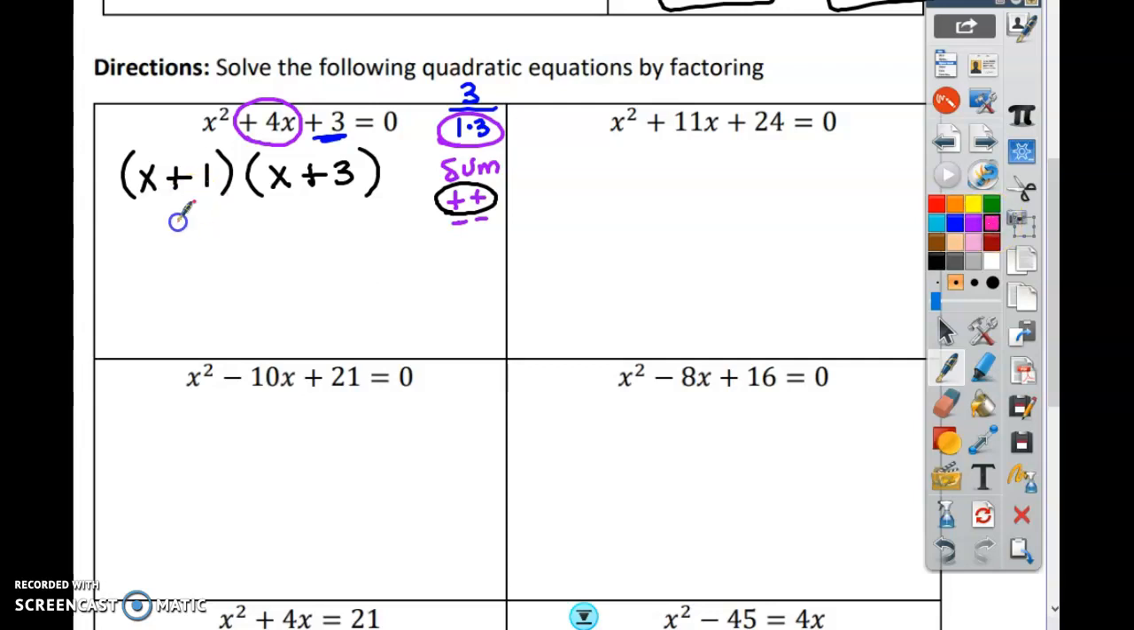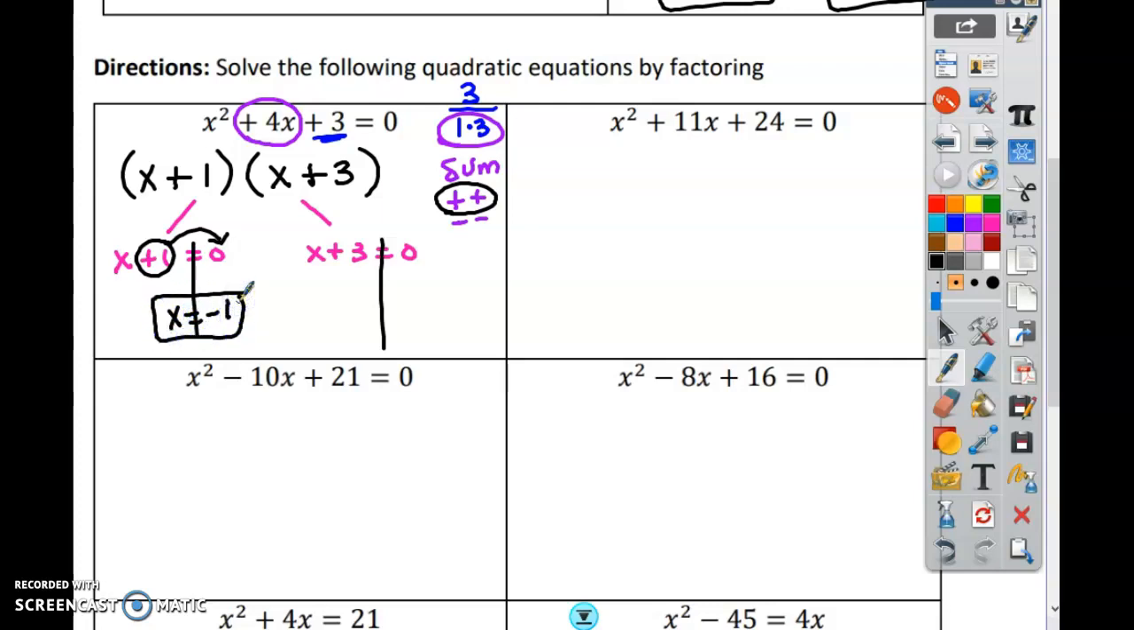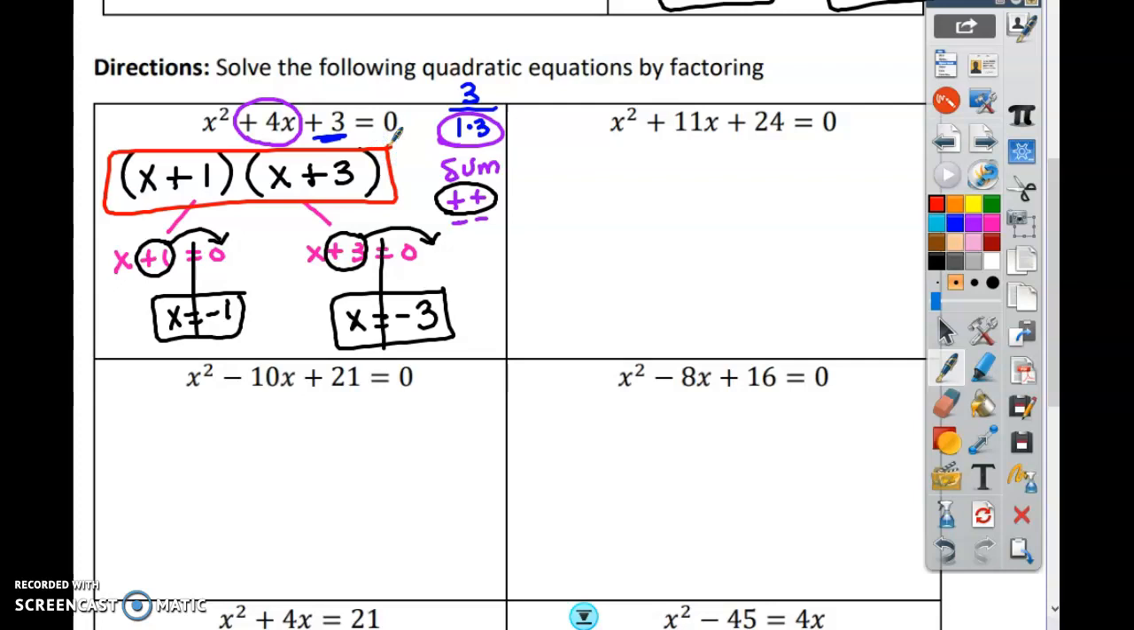Then I set them equal to 0. x plus 1 equals 0 and x plus 3 equals 0. And I'm going to solve. So what are my solutions? Change the sign, right? If I change the sign of this one, what does it become? X equals negative 1. Opposite. And if I change the sign of this one, what does it become? Negative. X equals negative 3. We are always going to change the sign for the solutions. These are our factors. These are our solutions. Okay?